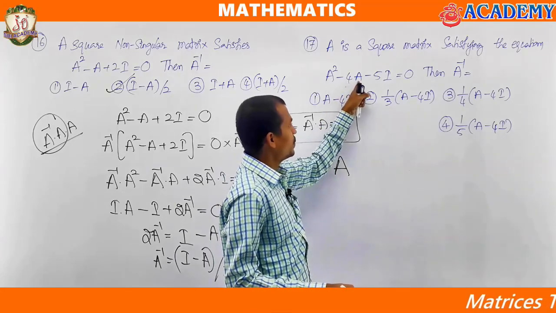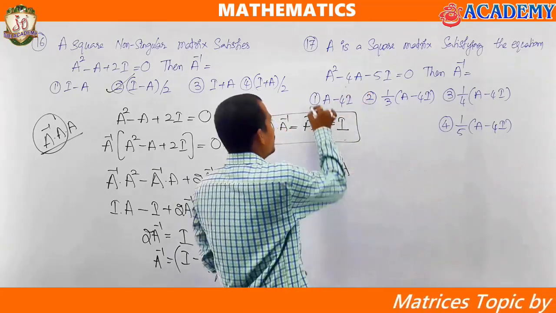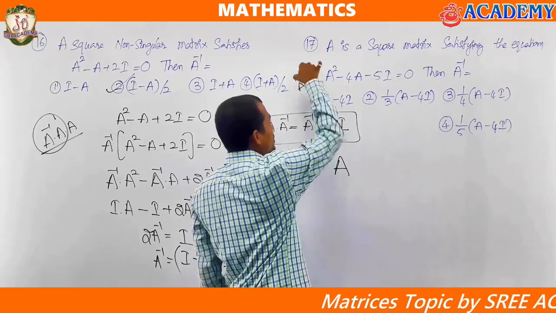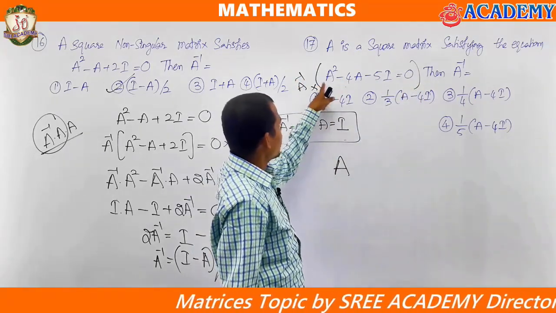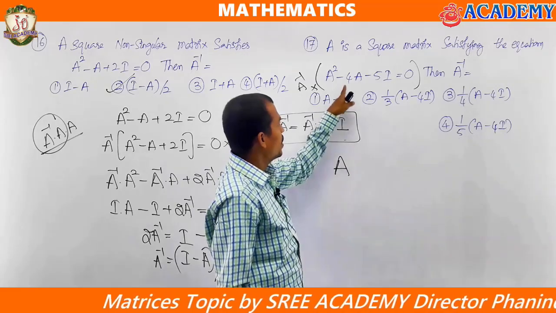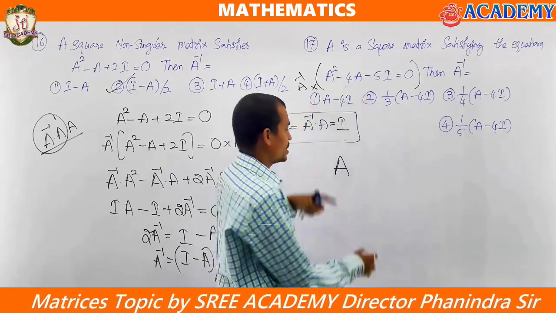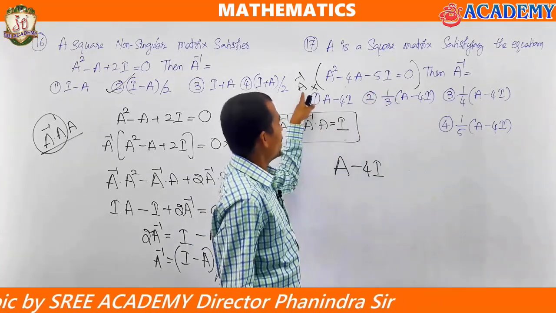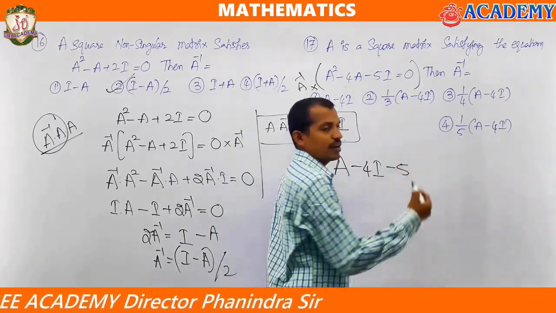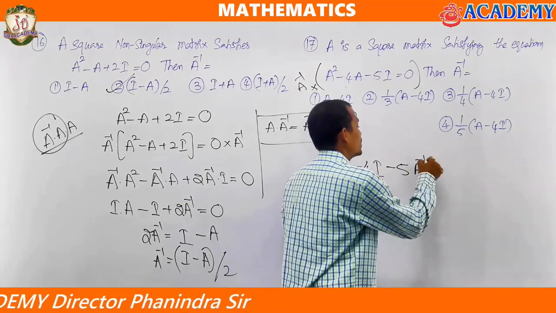Minus 4 into A inverse into A. What I am doing is multiplying with A inverse on both sides. That is, A square into A inverse is nothing but A. Minus 4A into A inverse is nothing but minus 4I. 5I into A inverse is nothing but A inverse only, and the right side is 0.